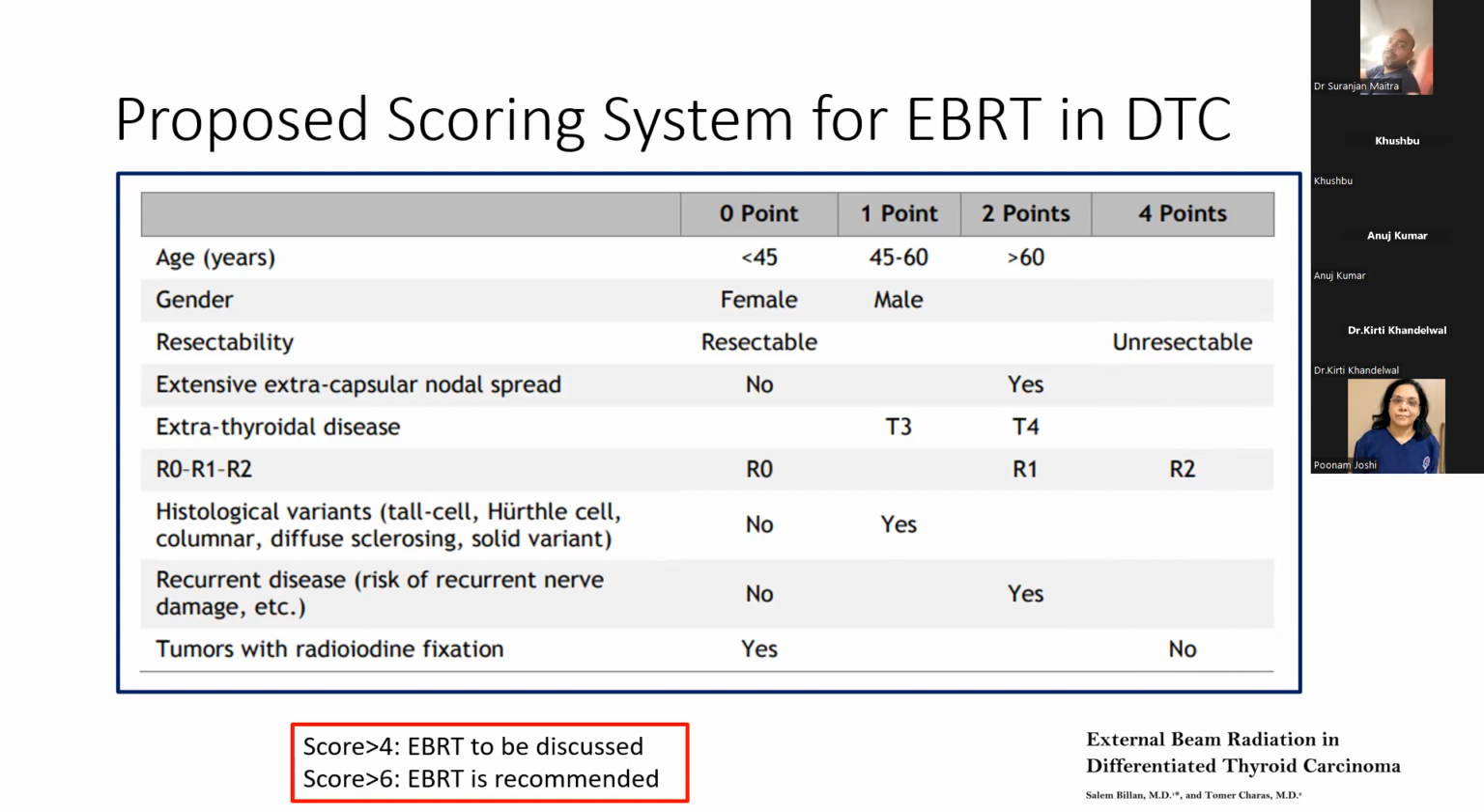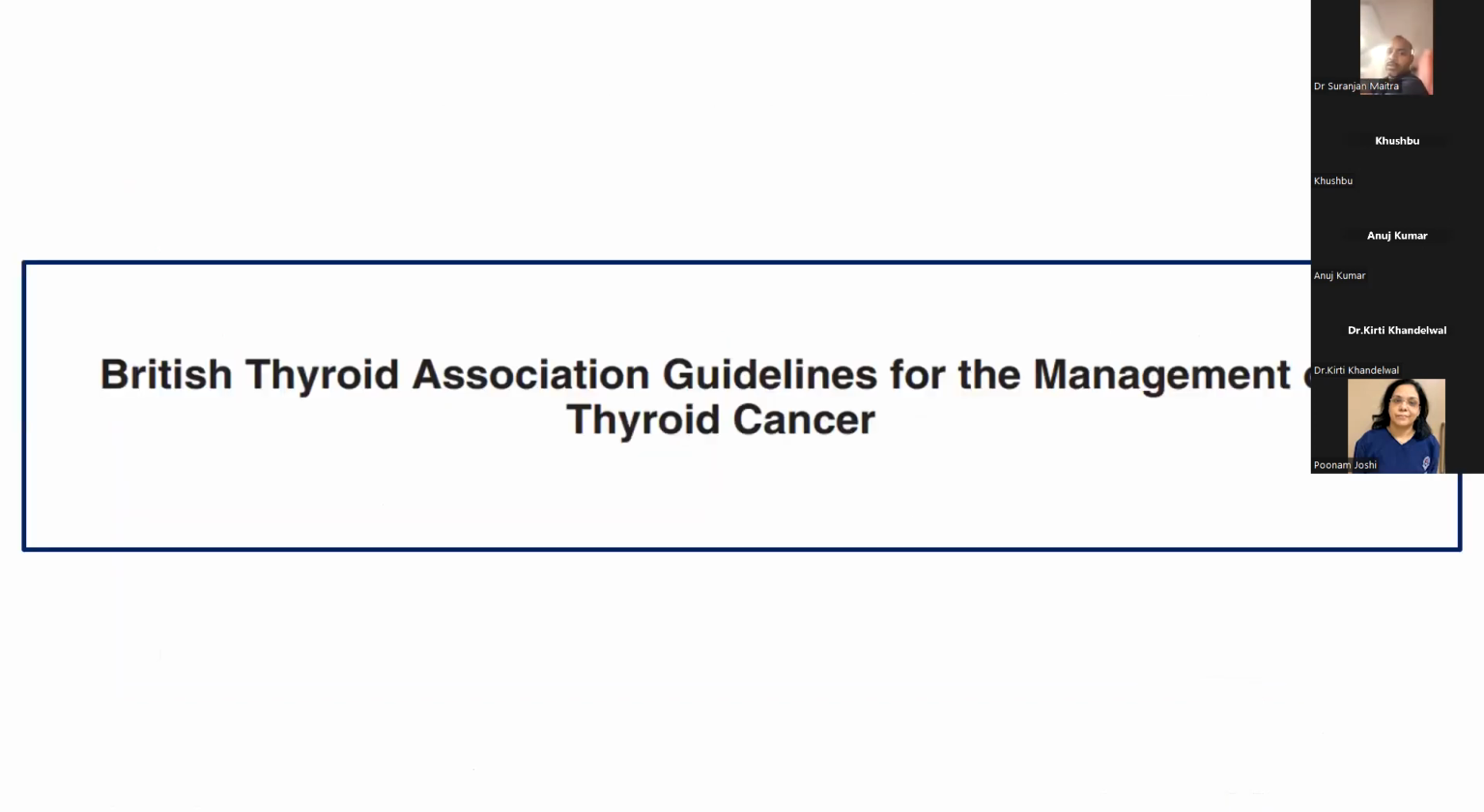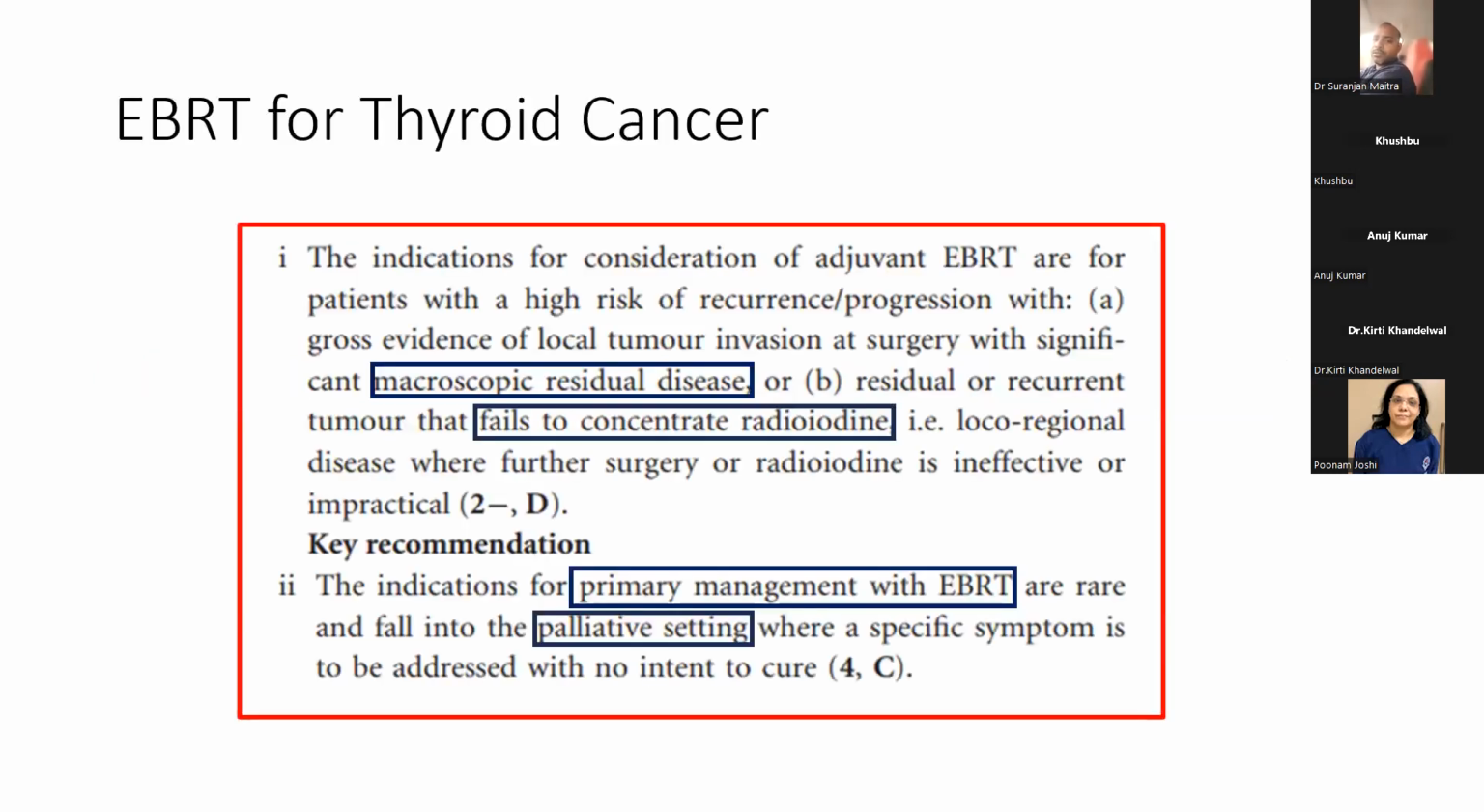So these are some good scoring systems that can be used when we want to decide about giving adjuvant treatment or not. Then we come to the British Thyroid Association guidelines for management of thyroid cancer. If we see various guidelines, most of them say more or less similar things, but there are slight differences. Some explain certain points in greater detail, some explain something else. So overall, when we finally look at the recommendations, it is almost the same indications that every guideline is trying to tell us.